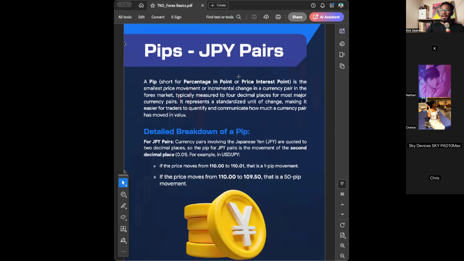Now, there are some special pairs, which are the Japanese yen pairs, which are written a little differently. There are 3 numbers before the decimal point, and then usually 2 or 3 after. In tracking the pips, you're going to be looking at the second decimal point. That's going to be 1 pip. And the same thought process applies. So 110.00 going to 110.01 is going to be 1 pip of movement. 110.00 to 109.5, that's going to be 50 pips going down because it decreased in value.